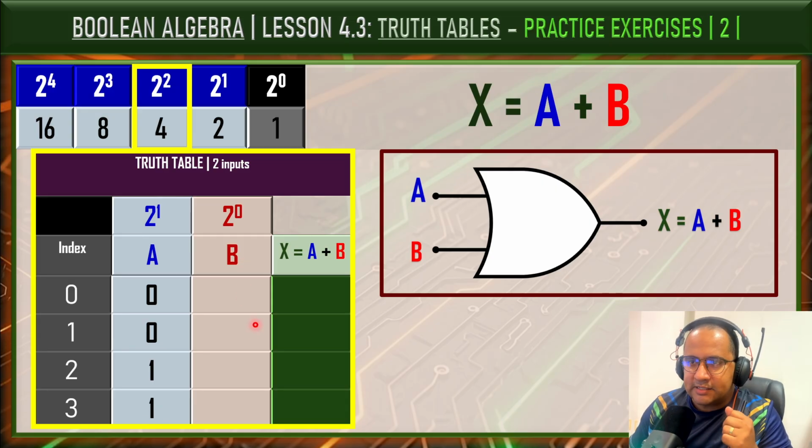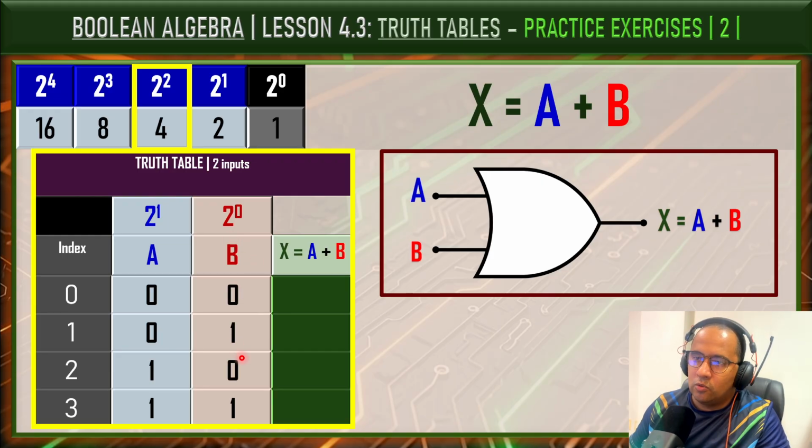Next, we complete the second input column. Since B is the least significant bit, its values alternate every row. Therefore, we obtain 0, 1, 0, 1. Now we can determine the output values of the logical expression. Remember that an OR gate produces a logic 1 whenever at least one of its inputs is equal to 1. The output becomes 0 only when all inputs are equal to 0. Now, let's analyze each row, okay?